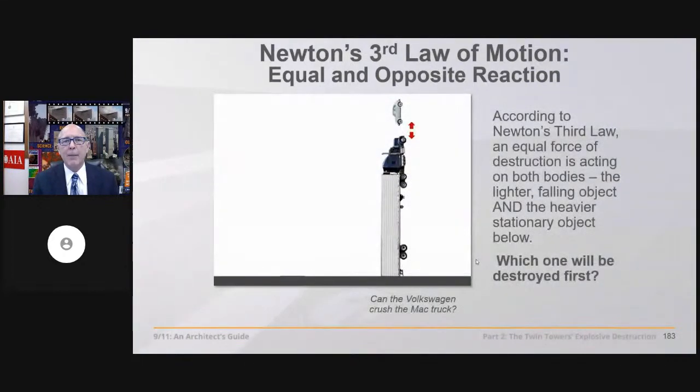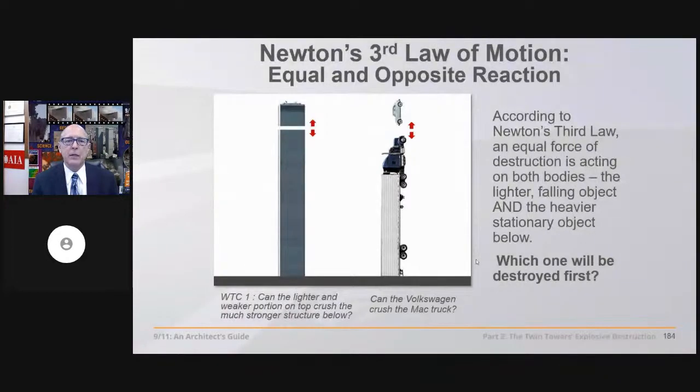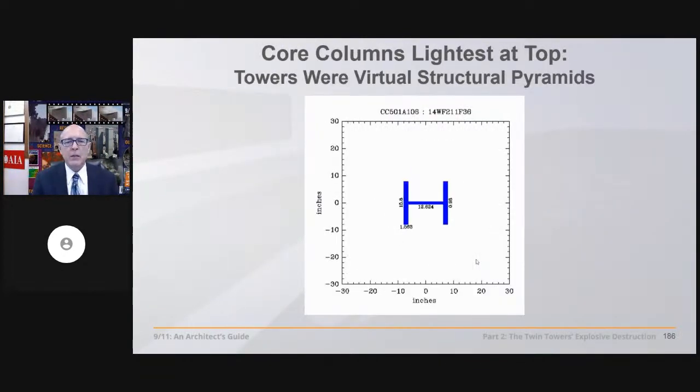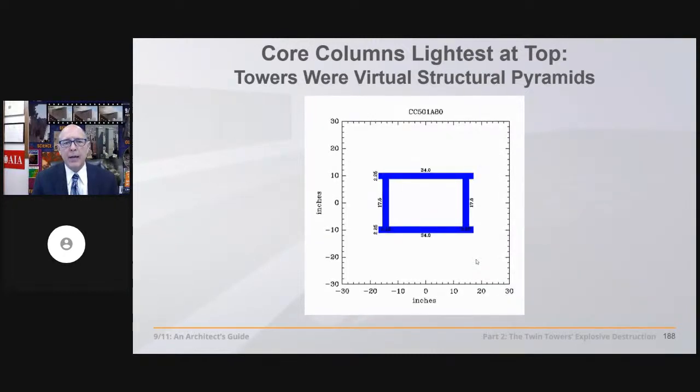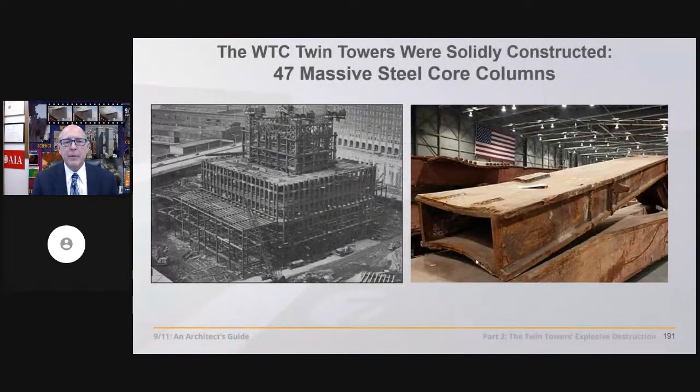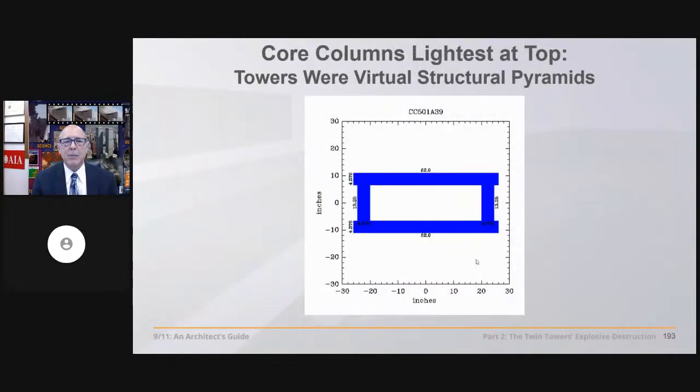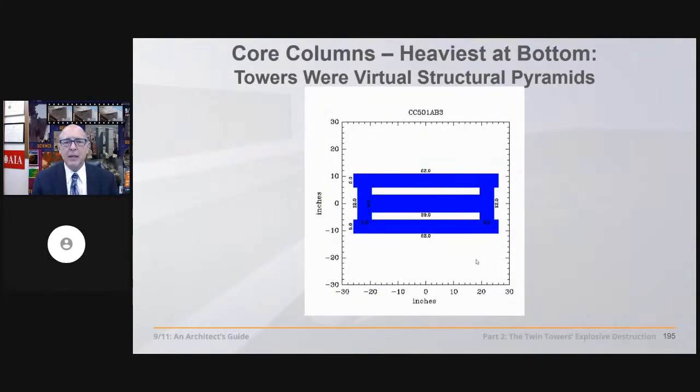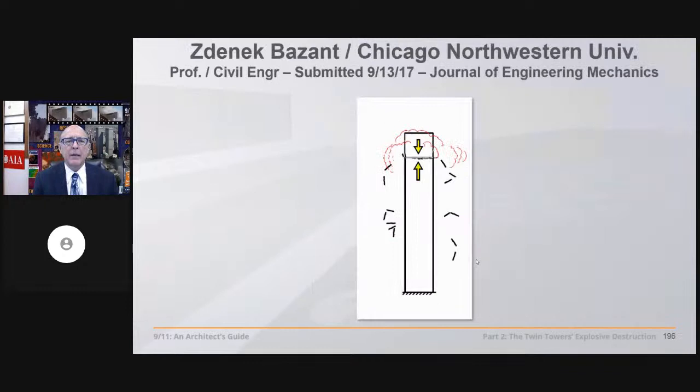Does it matter if we drop the Volkswagen onto the Mack truck? No, the weakest, lightest part can't possibly destroy the heavier, cold, hard, intact steel below. Stronger and stronger and larger columns as you go every level down, till mid-level, you got 30 by 16-inch columns, 2 inches thick. And then down at the bottom, you have virtually solid 52-inch by 22-inch columns. So how can they possibly be destroyed by this light part up top?